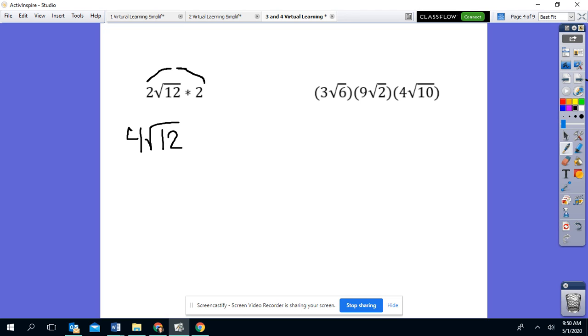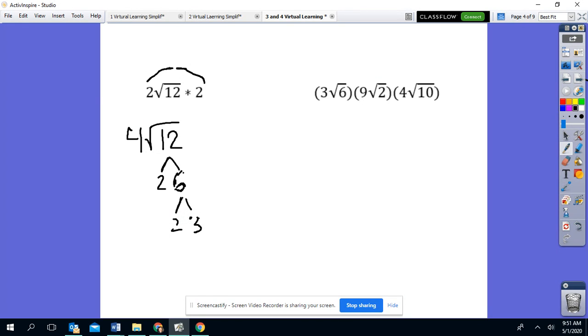Okay, and some people think you can just stop here. Well, you have to always check to see if the radical expression can be simplified. That radicand, that 12, can break down. So I can break down 12 by taking my factors of 2 and 6. I can break down 6 with 2 and 3.